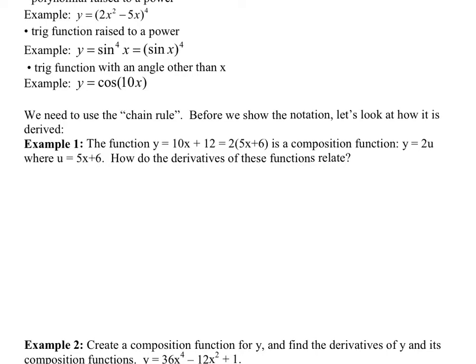What I'm going to do is factor out a 2, and if I do that, I end up with 2 times the quantity of 5x plus 6. And this right here is a composite function. We rewrote it, saying that y equals 2 times u, where u took the place of this entire thing. So it's a composite function because y is a function of u, which is a function of x. Okay, so u is a function of x here.